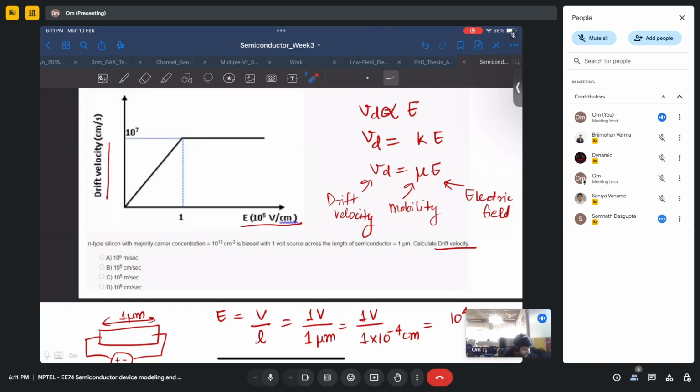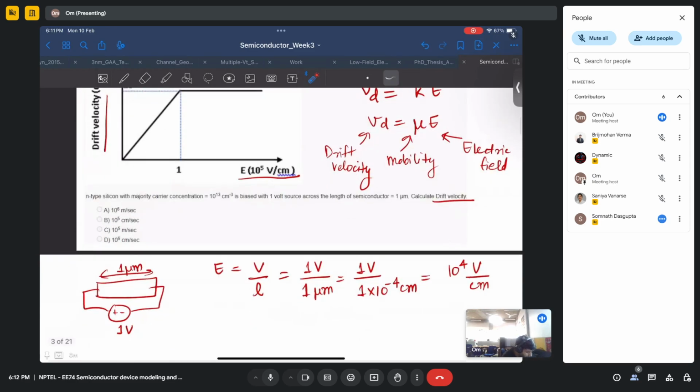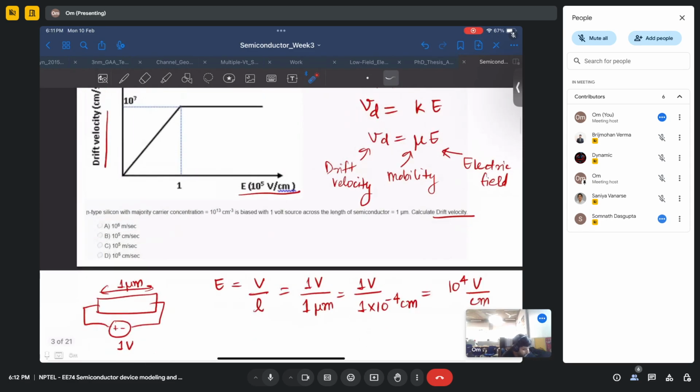The value of Vd at this point is 10 to the power 7. The slope is not 10 to the power 7; we need to find the slope. Slope is y by x, so it will be 10 to the power 7 by 10 to the power 5.